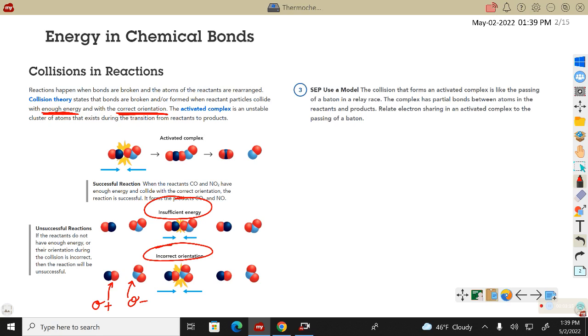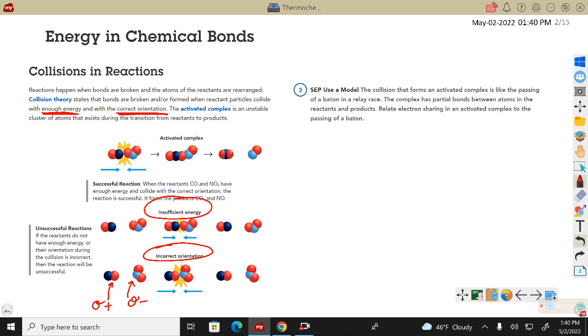Now, in this question 3, it says the collision that forms an activated complex is like passing a baton in a relay race. The complex has partial bonds between atoms, and we're just getting ready to form those new, more stable bonds on the product side. We want to relate electron sharing in an activated complex to the passing of a baton. And I could think of it in a couple ways. Number one, I have to pass the baton with proper orientation. I've got to get it in the hand of my teammate correctly.